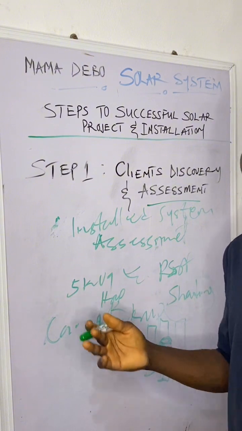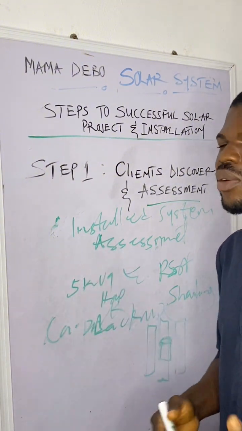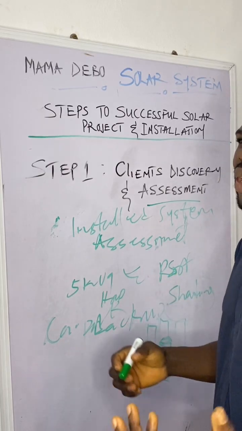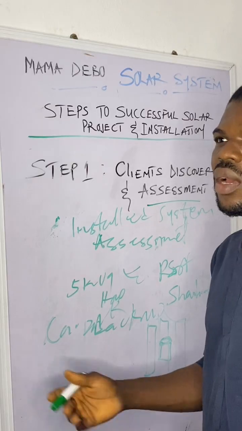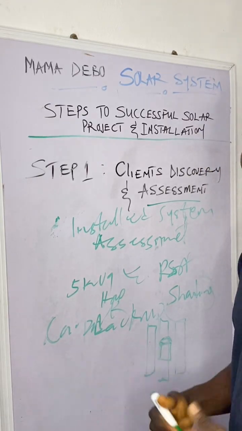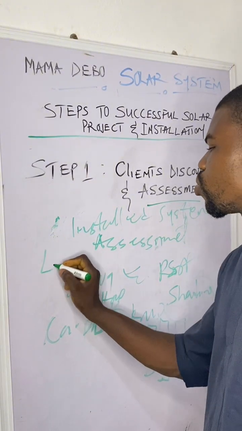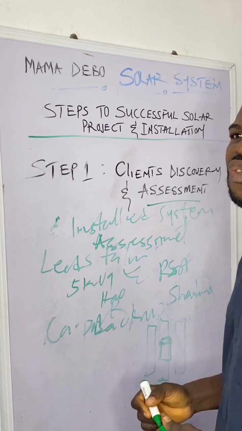But many people don't carry out the assessment. When a client approaches them and asks, okay, I need a 5 kVA inverter system, how much? The person just says 2 million, or 3 million, or 5 million, or 6 million. And this always leads to failure. It always leads to failure.